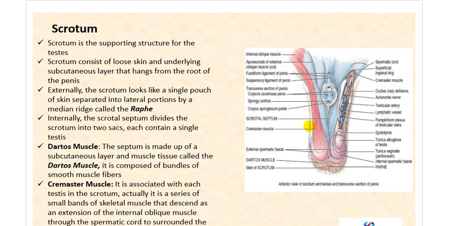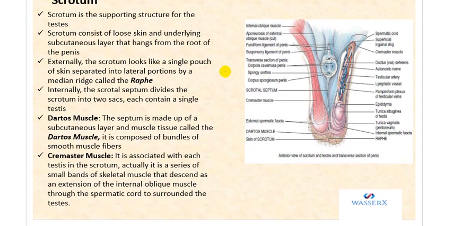So basically first we'll start with the scrotum. Scrotum is a supporting structure of testis. So basically it is a supporting structure for the testis. Scrotum consists of a loose skin and underlying subcutaneous layer that hangs from the root of the penis. So basically see here the scrotum is shown.